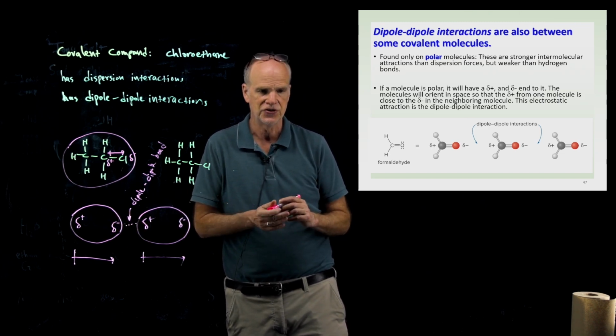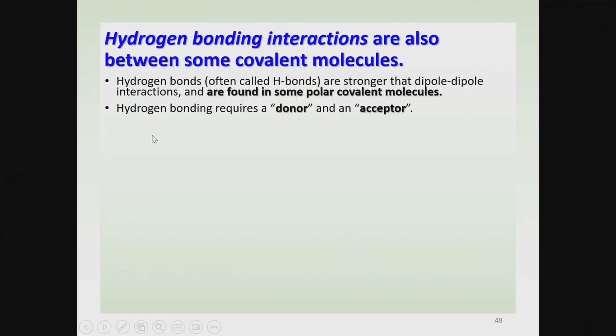Okay, so if I can increase the slide. There is one more interaction I need to describe. This is a particular kind of interaction called hydrogen bonding, which can occur between some covalent molecules. Hydrogen bonding is also only found in polar covalent molecules. It is also only found in a subset of polar covalent molecules that have dipole-dipole interactions.